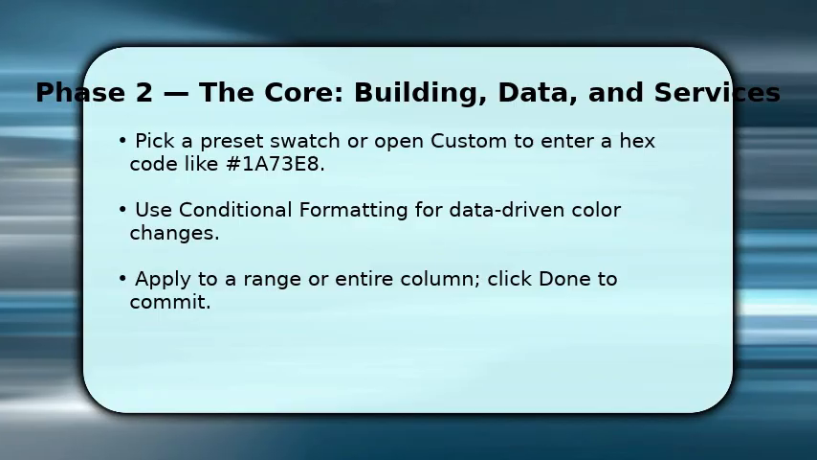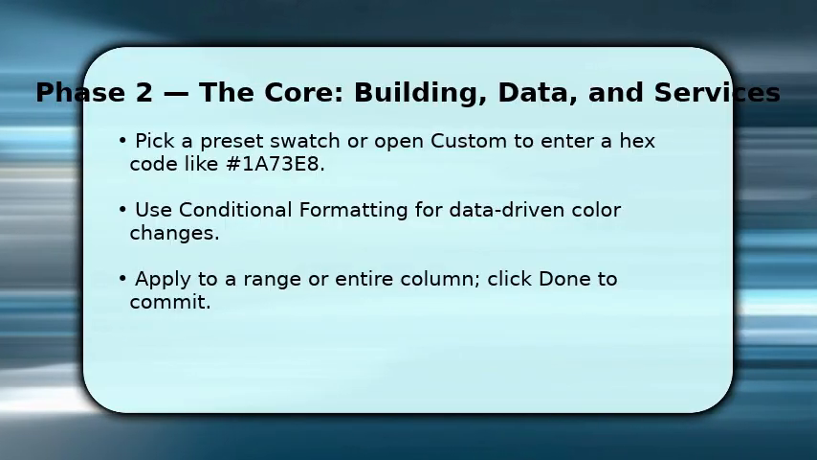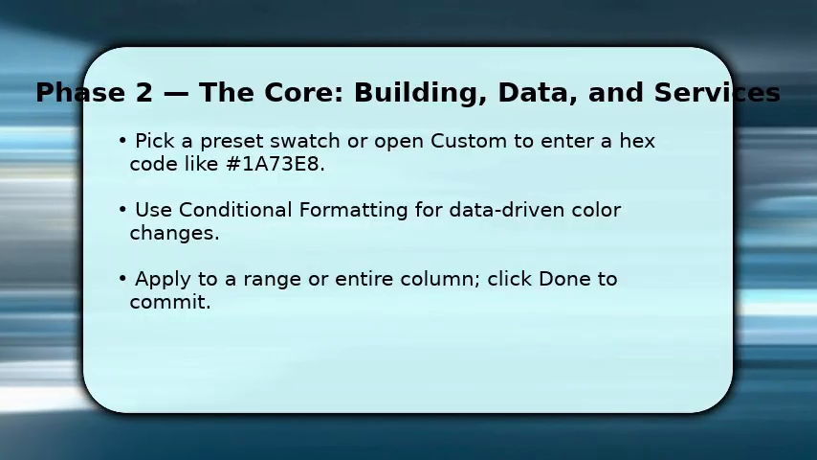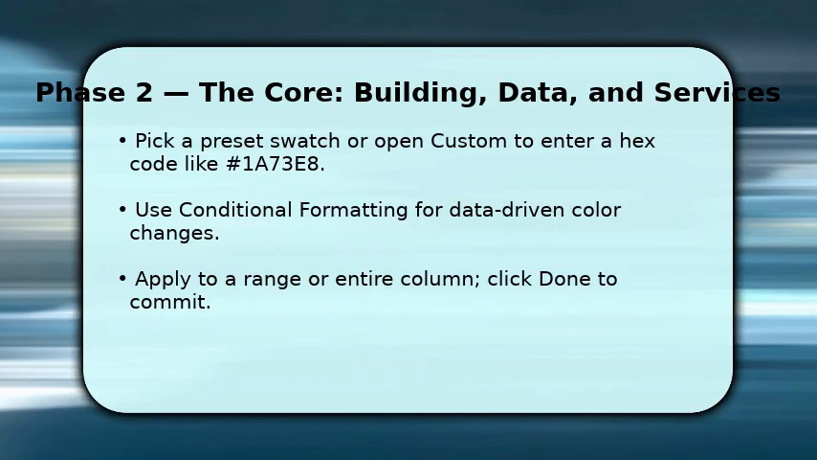This ensures exact hues. Once chosen, the change applies immediately, but for rules-based coloring, use Format, Conditional formatting and set the condition, color, and range. This automates visuals for new entries. Make sure to set the correct range notation, for example A2:A100, to avoid accidental application.